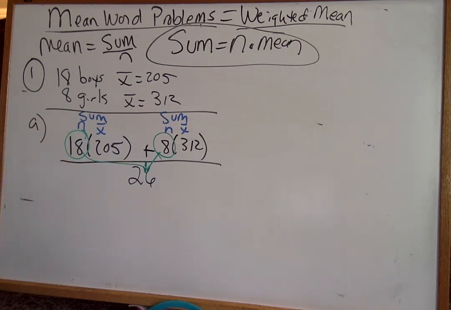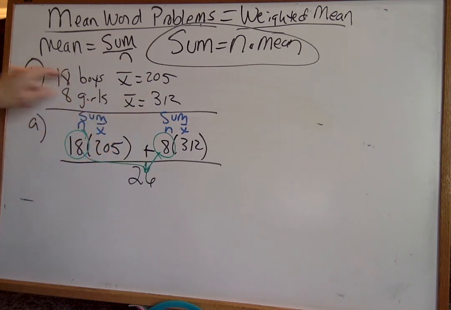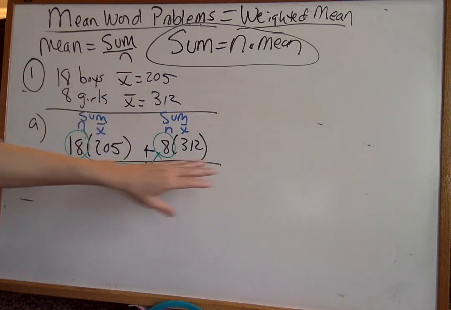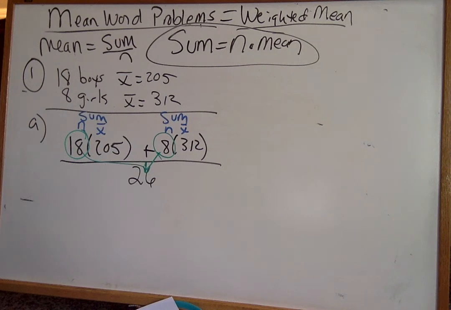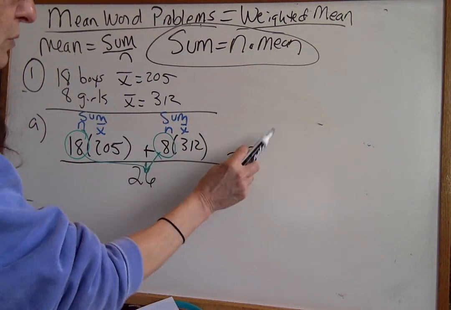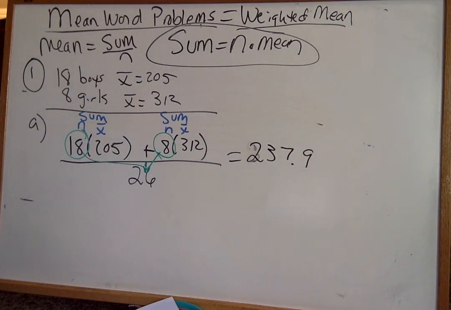So think about an estimate of the answer. The answer has to be between 205 and 312. Actually, the answer has to be closer to the 205 because the boys had more weight. So if you get an answer of 300, that cannot be right. Redo it. This turns out to be 237.9. Oops, 237.9. Do not round that to 238.